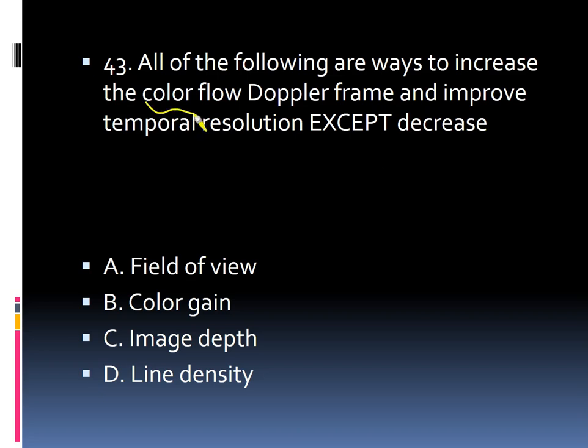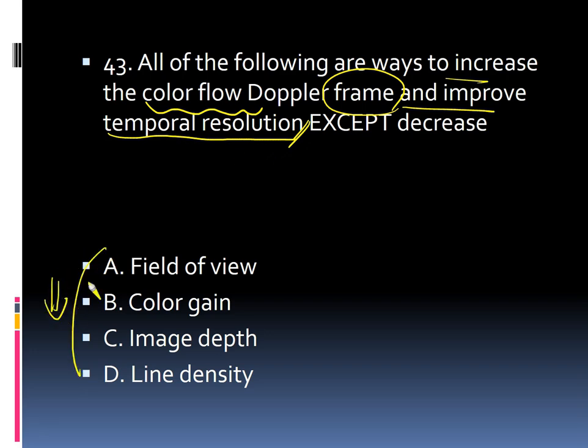Looking at the question, it says that you want to increase the frame rate of color flow Doppler. So it explains that you want to improve the temporal resolution. To improve those aspects, you need to decrease the parameters below, but the question is asking which one is not related to this. Let's take a look at each item to see what they're about. If you decrease the parameters listed here, the frame rate and temporal resolution should increase.